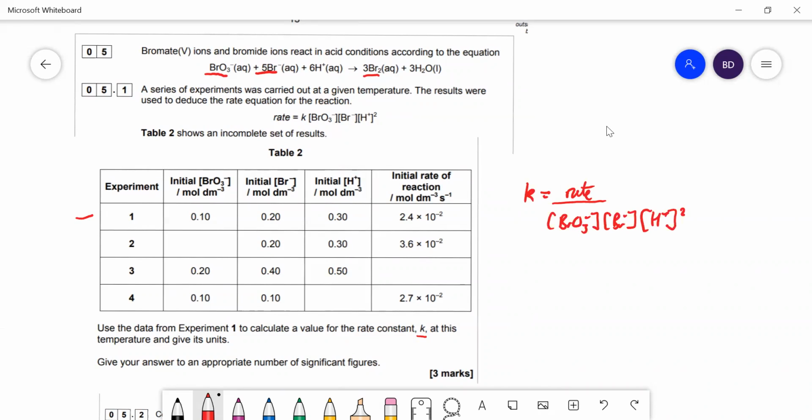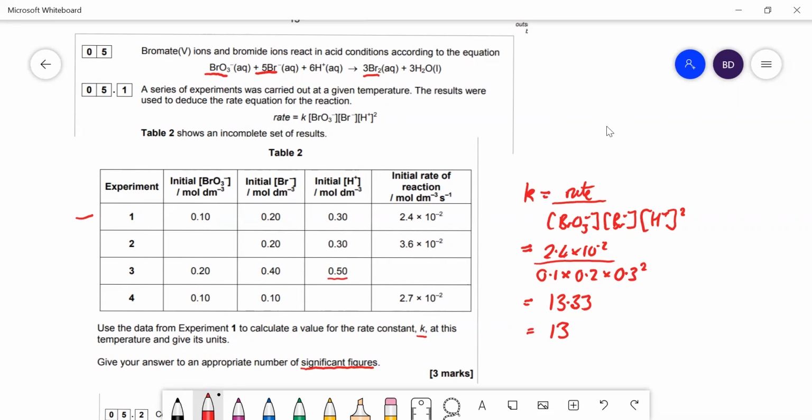So for experiment 1, the rate is 2.4 times 10 to the minus 2, divided by the bromate concentration, which is 0.1, to the power of 1, multiplied by the bromide concentration, that's 0.2, multiplied by the hydrogen ion concentration, 0.3, but that's squared because it's second order. Put the numbers in and you will get 13.33 or something. It says give to the correct number of significant figures. All of this data is mostly given to 2 sig figs, so we should only give this to 2 sig figs, so you should just write 13.